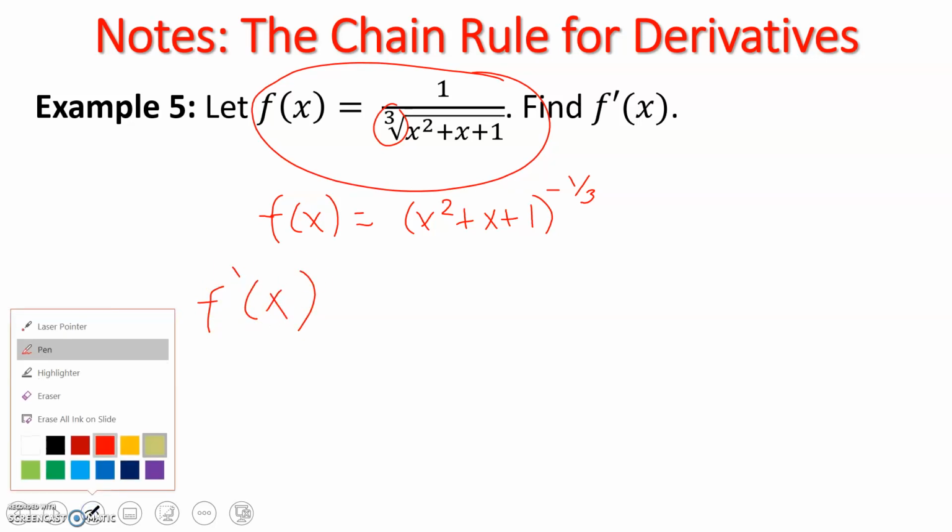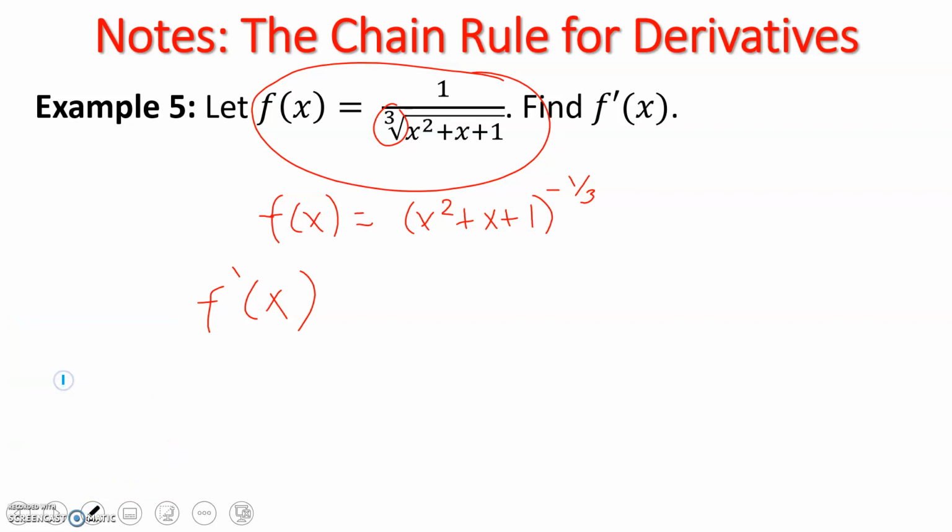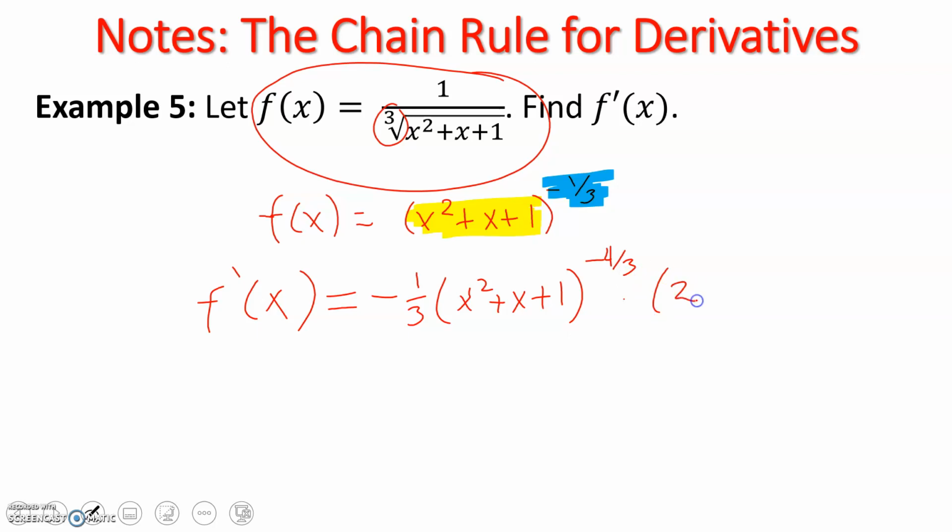So we are going to, once again, look at our outside function first, and then we'll play around with the inside function. So in this case, our derivative of our outside function is negative 1/3 x squared plus x plus 1, because that's what's inside. And then we're going to drop 1 degree, so negative 1/3 minus 3/3 is negative 4/3, times the derivative of our inside function, which in this case is 2x plus 1.